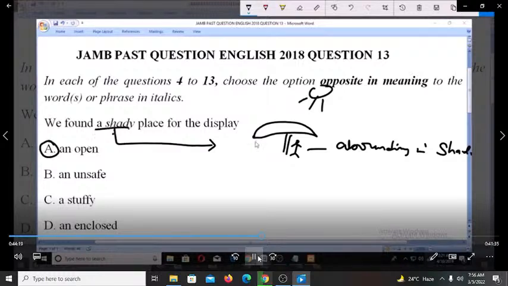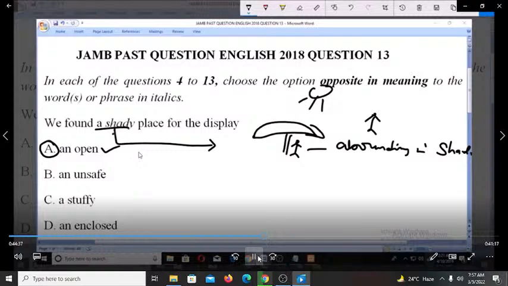Because it's either shady, that means there is shade covering it, or it is open, so that the sun will be hitting your head. So you see that the opposite here is open actually. But we'll still get down. So shady simply means abounding in shade, something that is closed, especially on the top.